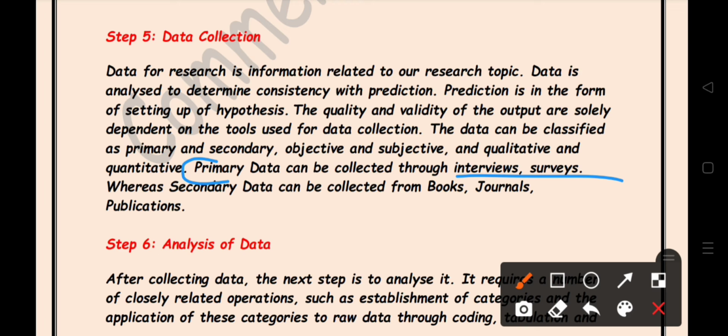So this is called primary data, which is the first-hand data we are collecting from our participants, whereas secondary data can be collected from books, journals and publications. Secondary data is a type of data which is already available, and we are just referring to it, adding more things to our research.